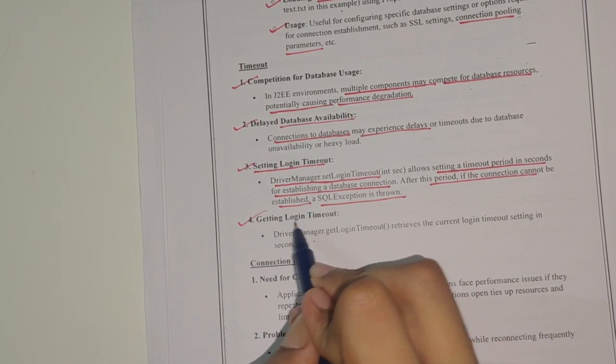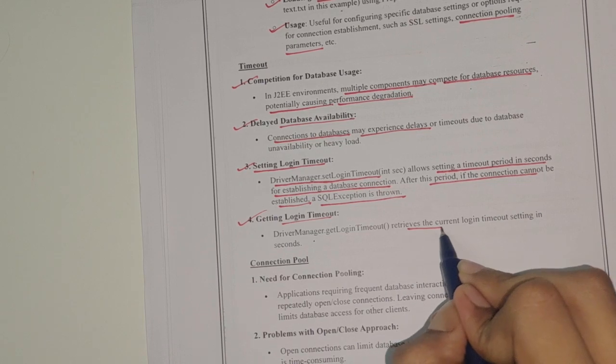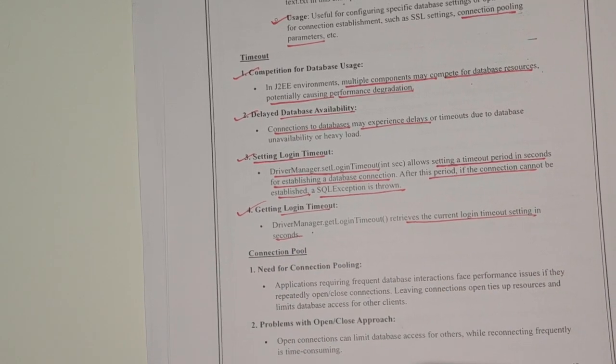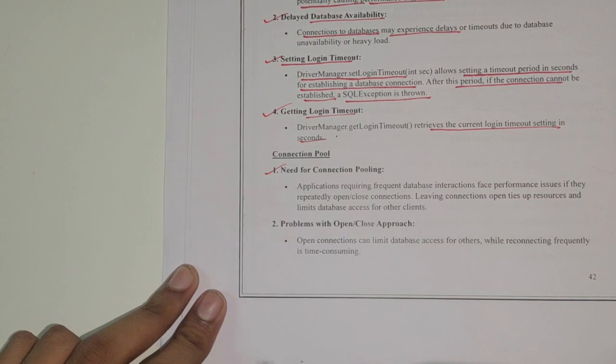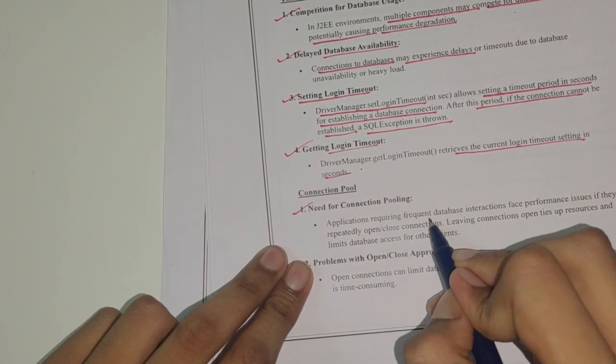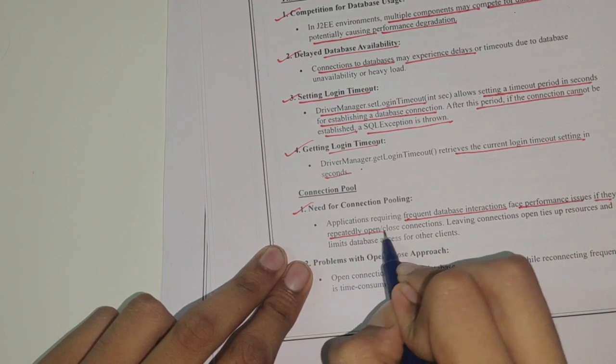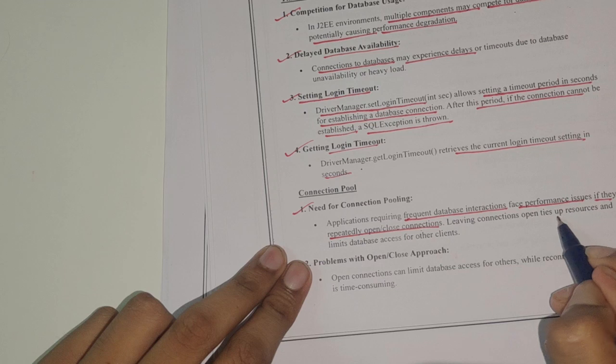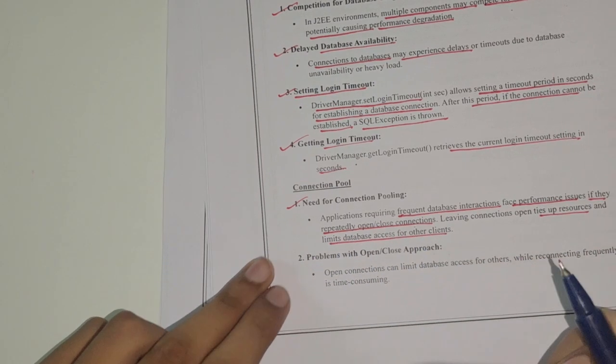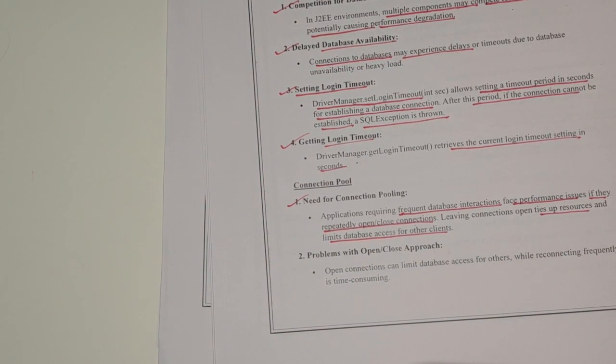Okay. Next is the getLoginTimeout. It retrieves the current login timeout setting in seconds. Next we have connection pool. Connection pool in the sense that applications require frequent database interaction and face performance issues if they repeatedly open and close connections. Leaving the connection open ties up the resources and limits database access. We need the connection basically to interact with the database itself. Now this continuous opening and closing of the connection can sometimes affect the performance of the system, and it will also limit the access to the database sometimes.